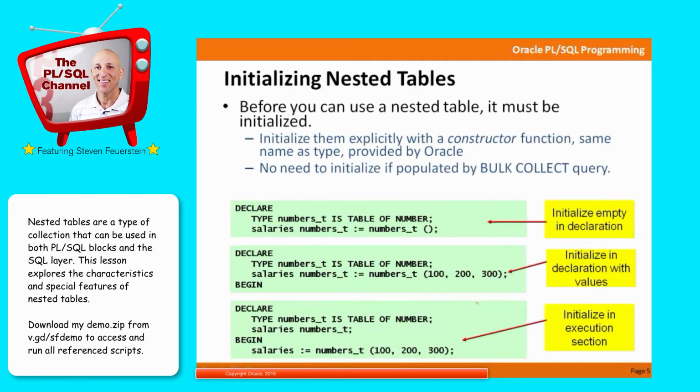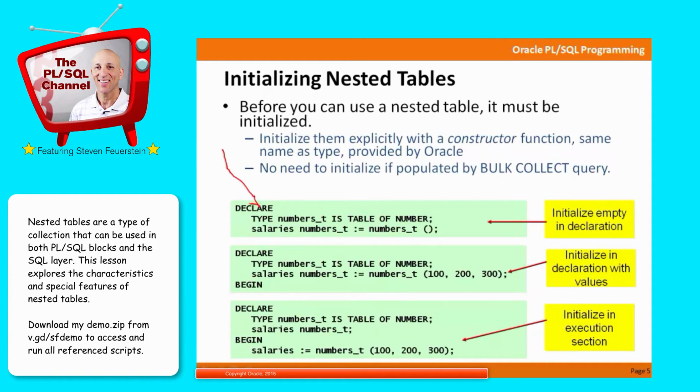So let's take a look at initializing nested tables. Before you can use a nested table that is a variable declared on a nested table type, it has to be initialized. What that means is that you have to call a constructor function, which is a function with the same name as the type and provided by Oracle, to initialize that nested table. There is one exception to this. If you're populating a nested table from a bulk collect query, then you do not need to initialize first. Oracle automatically initializes it. So let's take a look at some examples.